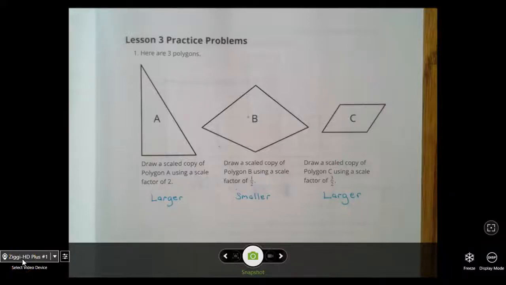Okay, this is lesson 3, practice problem key. I didn't assign number 1, I don't believe, to you, but I just wanted to talk through it a little bit. They're asking you to draw a scaled copy of polygon A. You could have done that with a ruler.